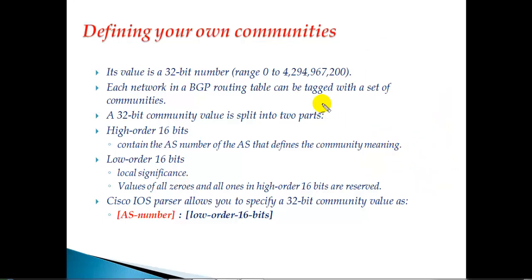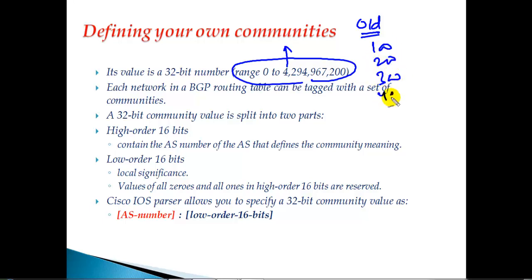Now to define your own communities, it's a 32-bit number, which means you can use a range of 2 to the power of 32. It's a big range of numbers you can use. Now there are two ways of defining your own communities. The first method is the old method, where you can use any number in between this range. It is actually an old method of tagging the routes. Any number you can use. I can say 100, 200, 300, 400, any number.